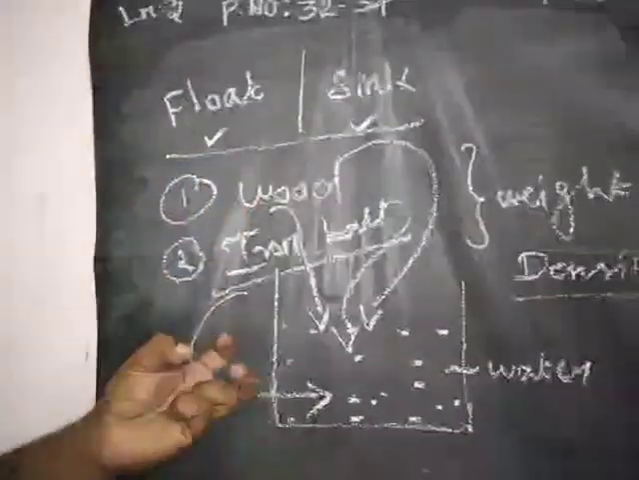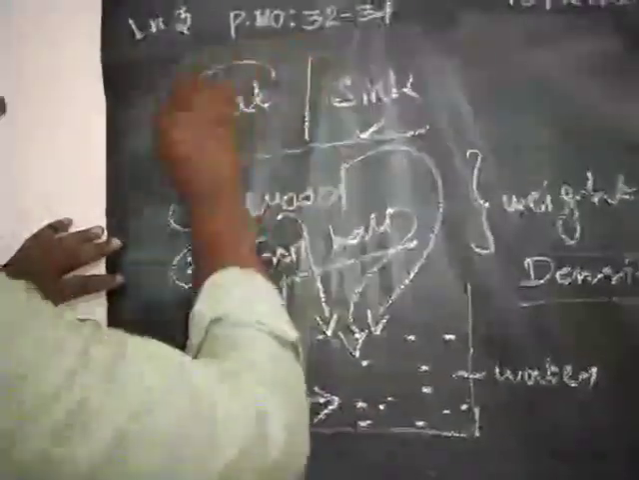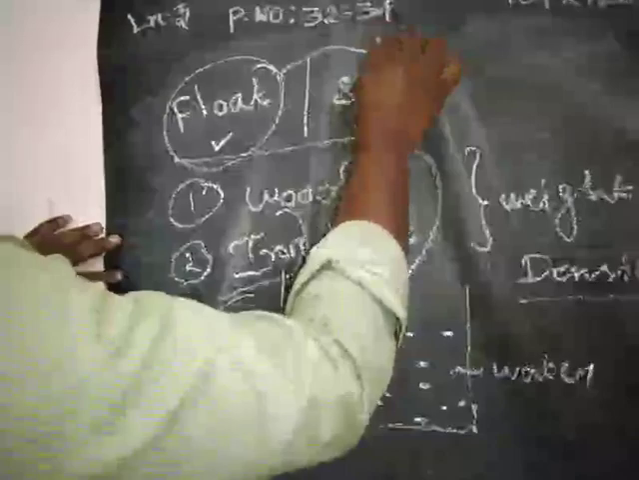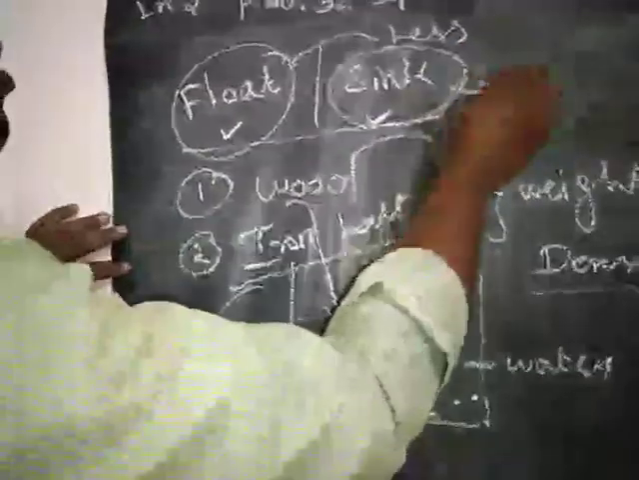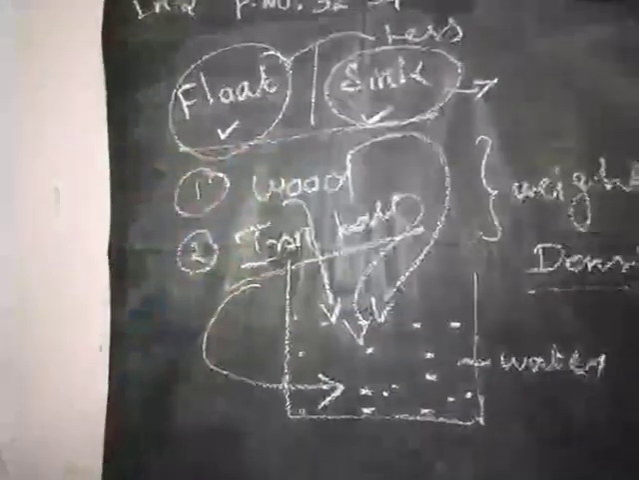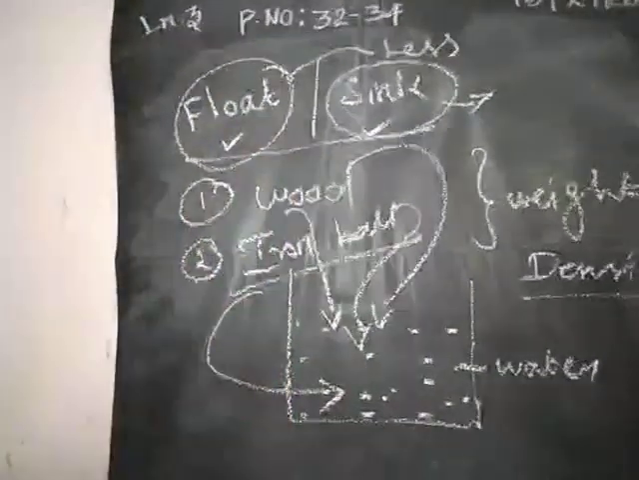Based on this, what principle? The density principle. Which object has less density will float, and which object has more density will sink in the water. Can you understand what is meant by float and sink?